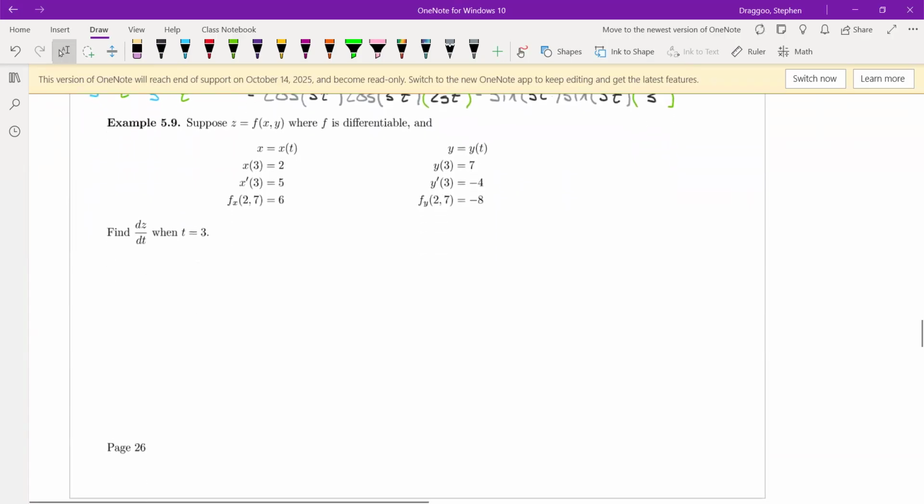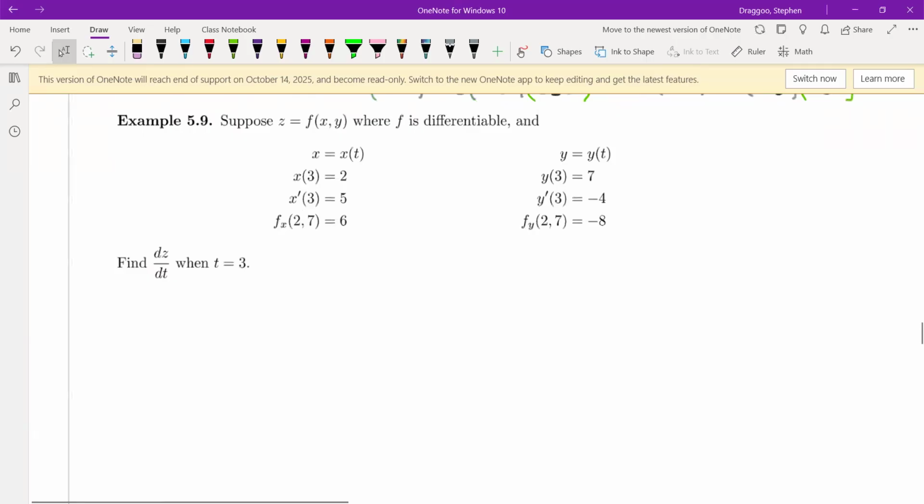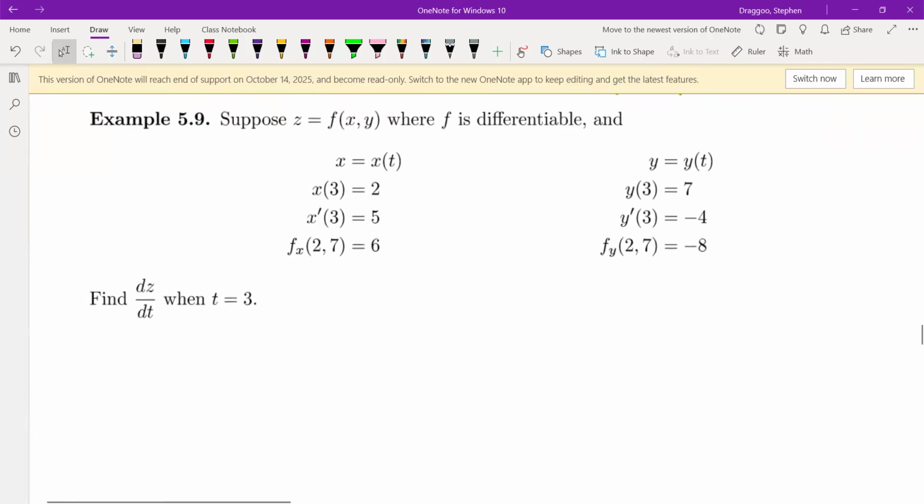And let's take a look at example 5.9. Suppose f is differentiable and we know all this stuff about it. Find the derivative of z with respect to t when t is equal to 3. So now I don't have functions per se to plug in for all of my various bits, but I do have numbers that I can plug in each spot as I work my way down the lines.